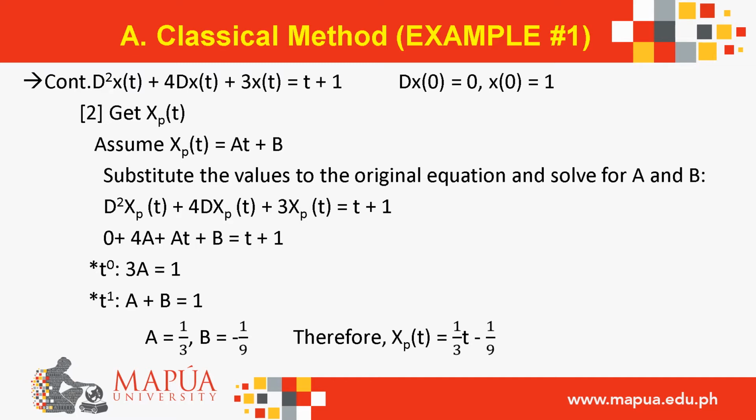x subtotal of t is equal to a sub 1 e raised to negative t plus a sub 2 e raised to negative 3t plus 1/3 t minus 1 over 9. Since the conditions are given earlier, we will obtain the value of a sub 1 and a sub 2.